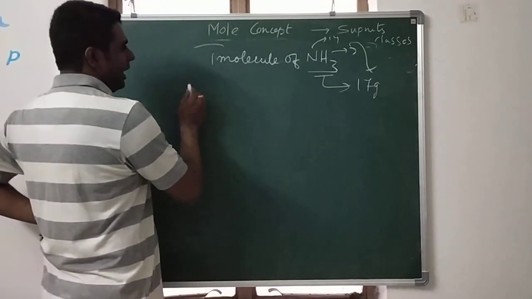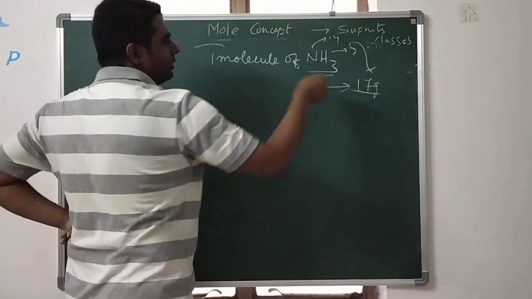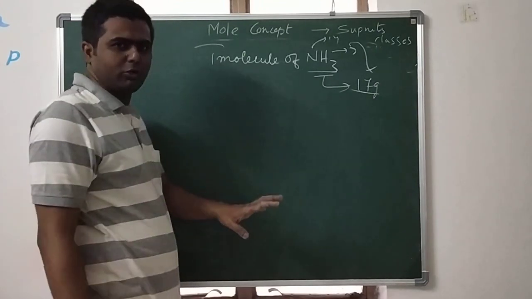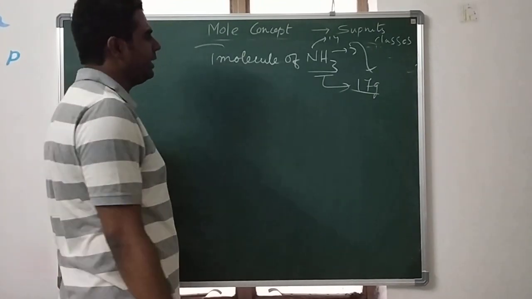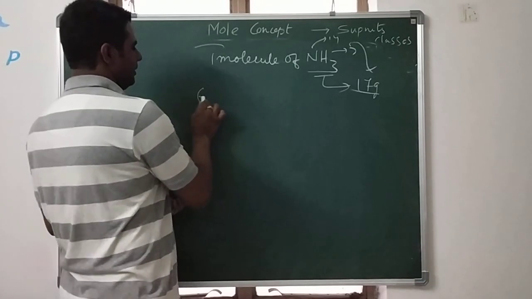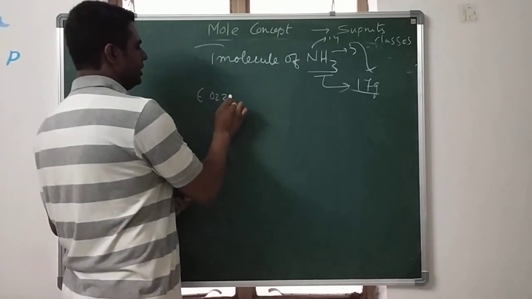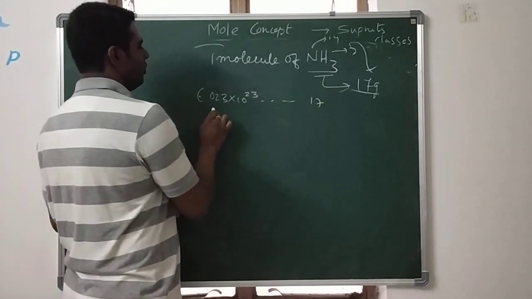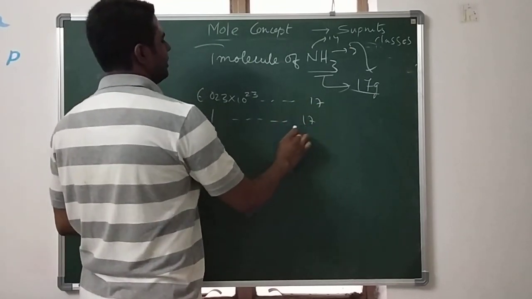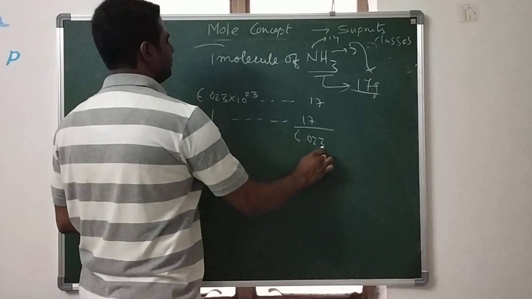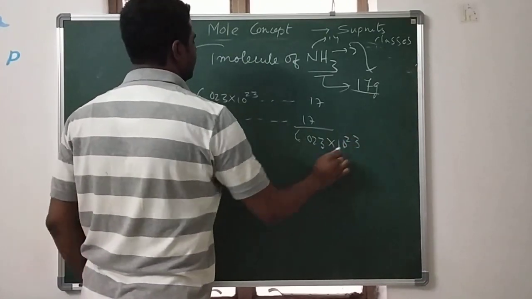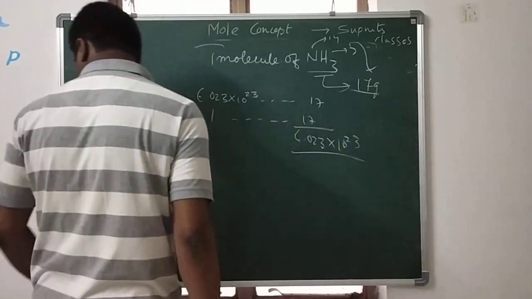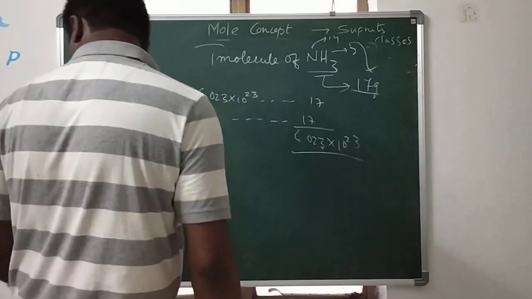So how many molecules are there in 1 mole? In 17 gram. 1 mole means molecular weight. So in 17 gram how many molecules are there in NH3? 6.023 into 10 to the power 23 in 17 gram. So 1 gram में 17 divided by 6.023 into 10 to the power 23. कैलकुलेट करो आंसर निकालो. ठीक है?